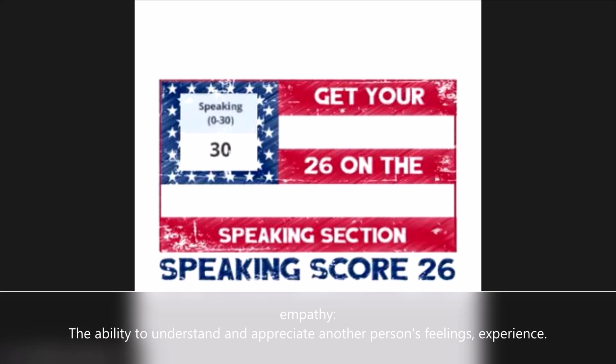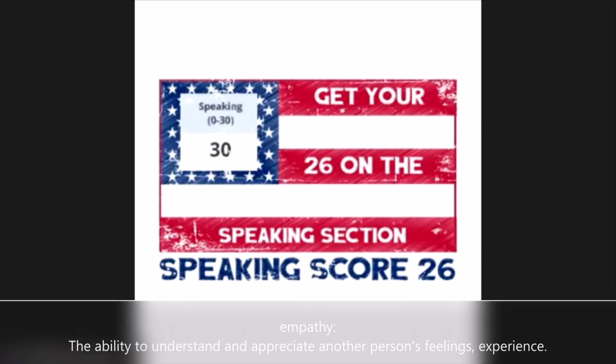Empathy is a word used for speaking section question 4. The definition of empathy, according to the Merriam-Webster Dictionary, is the action of understanding, being aware of, sensitive to. I like that, being sensitive to, being tuned in to the right frequency. Sometimes a person cannot read the room.